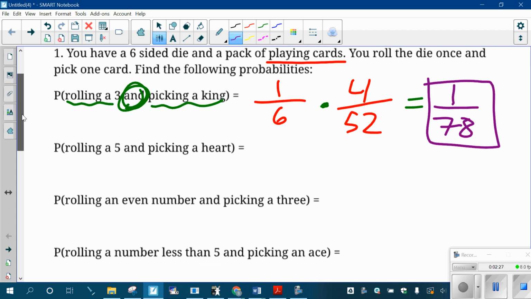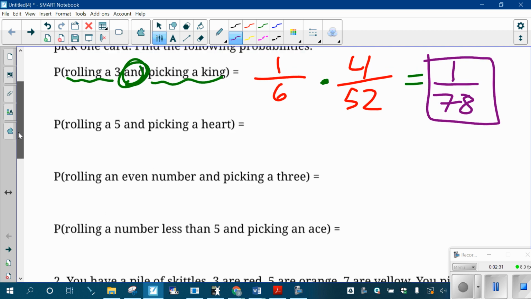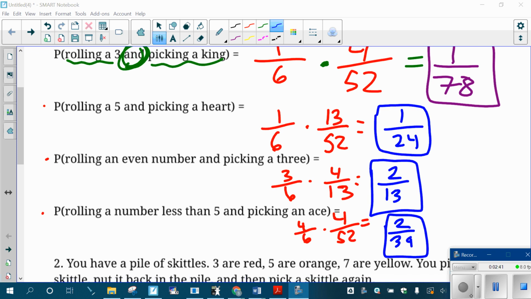Cool. I want you to pause and give these 3 a try right here. This one, this one, this one. Okay? And unpause and we can check. Oh, I hope those weren't too bad. So let's just run through real quick.